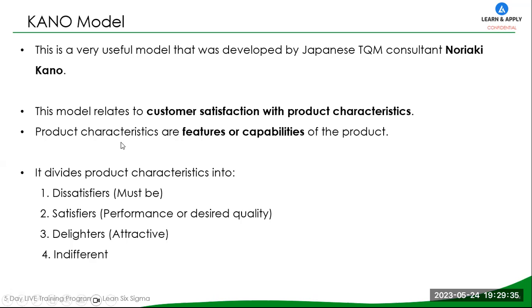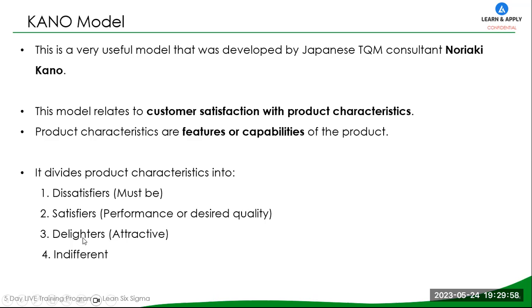Now, when we talk about these product characteristics that are divided into four categories as a part of this Kano model. This is called dissatisfiers, also called must be. I'm just using the one word so that you won't have the confusion. Dissatisfiers, satisfiers, delighters, and indifferent. These are the four product categories. Now, what is the meaning of that?